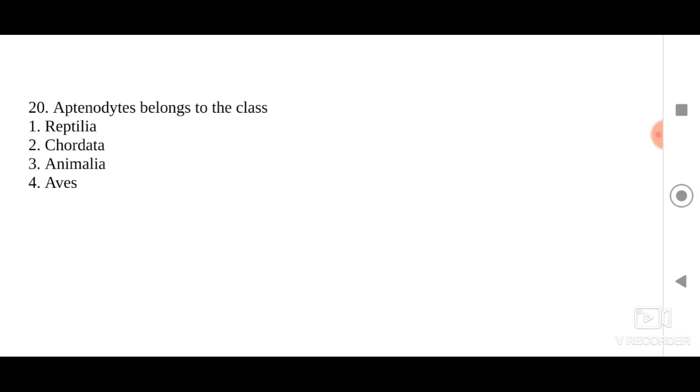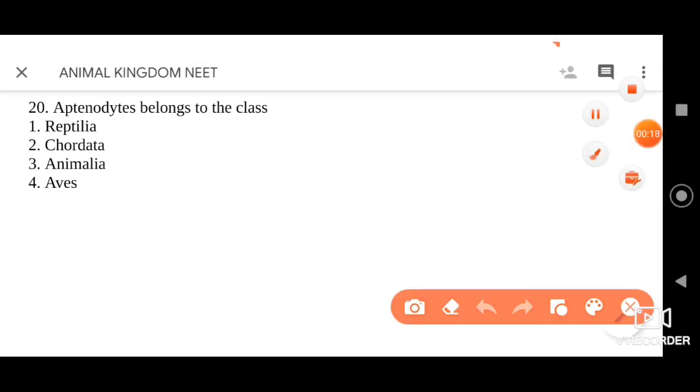Aptenodytes belongs to the class, okay. So we need to identify among the 4 given options to which class Aptenodytes belongs. Actually, see here, only 2 classes have been given. One is Reptilia and the other is Aves. Kingdom Animalia is not a class, it is a kingdom. Chordata is a phylum. So option 2 and option 3 we can easily eliminate.